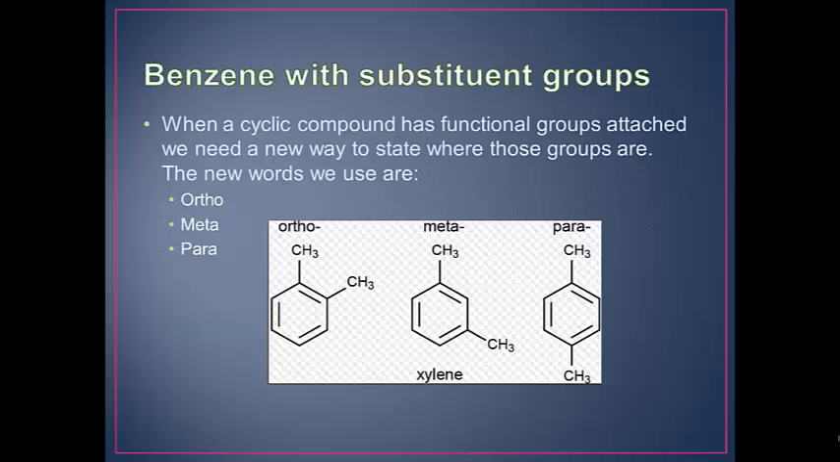When benzene or any other ringed compound has a substituent group on it, there's some new words to use. We have ortho, meta, and para. So ortho means that the two substituent groups are right next to each other. Meta means it's at position like 1 and 3, and then para is when they're opposite each other, so position 1 and 4.